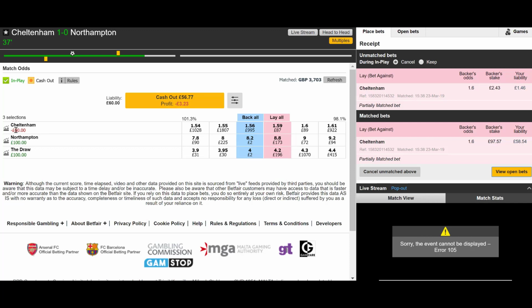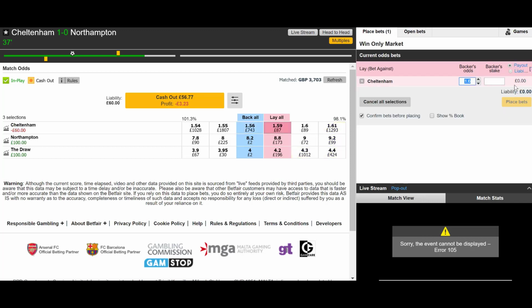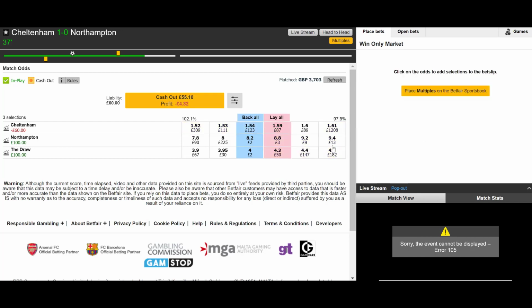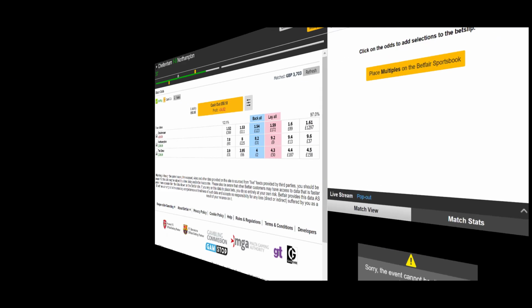Much, much lower risk and a bigger reward. So I've got £60 of risk in the market and a potential £100 worth of profit, whereas if I was to lay them at the price of 3, it would have been £200 of risk and a potential profit of £100. So anyway, we're in the market with this one. Cheltenham are leading by a goal to 0, 37 minutes on the clock, so we've got plenty of time to try and get the equaliser that we need.